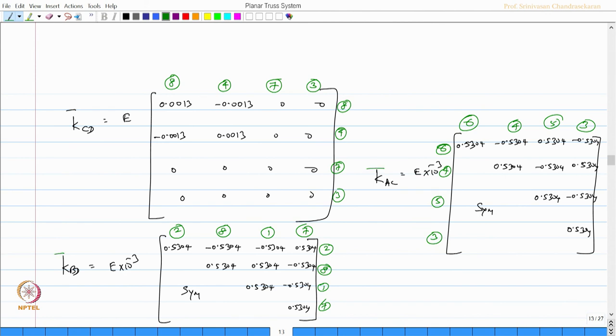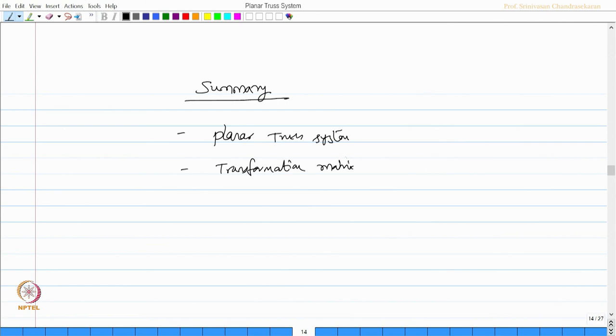Okay. We need to assemble this and apply the equation and solve the problem, which we'll do in the next lecture. So in this lecture, we understood how to derive the stiffness matrix for a plane truss system, and how to derive the transformation matrix for each member. We then attempted to solve a problem using the stiffness method. We will continue the solution in the next lecture. Thank you very much.